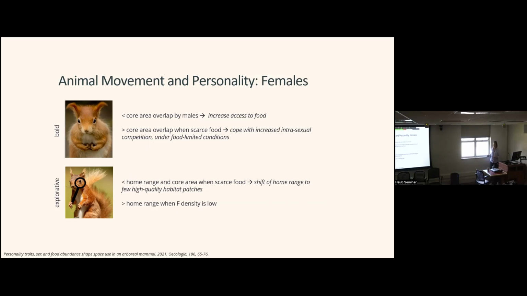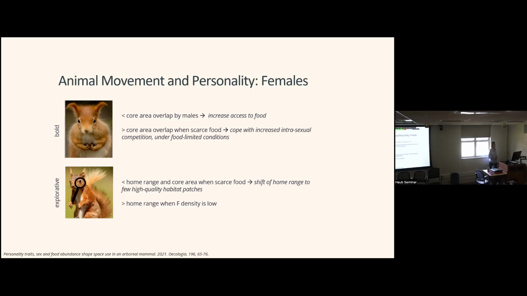And now females. Both females had smaller core area overlaps with males because this way they increase their access to the food available in that space. And the core area overlap was bigger when the food availability was low. And that is because this way they cope with the increased intrasexual competition under food limited conditions.